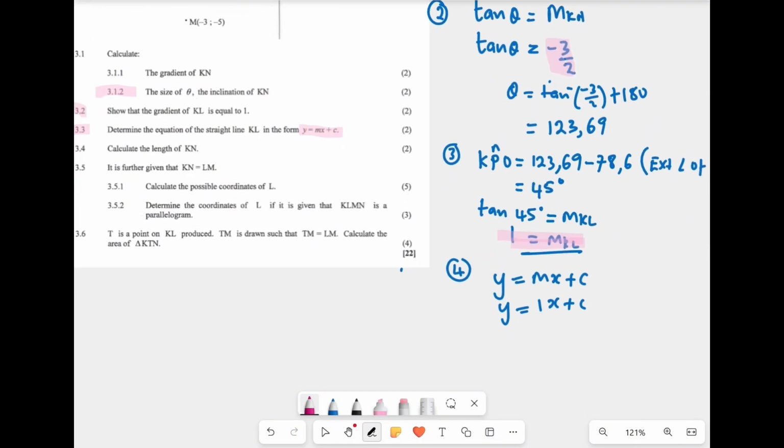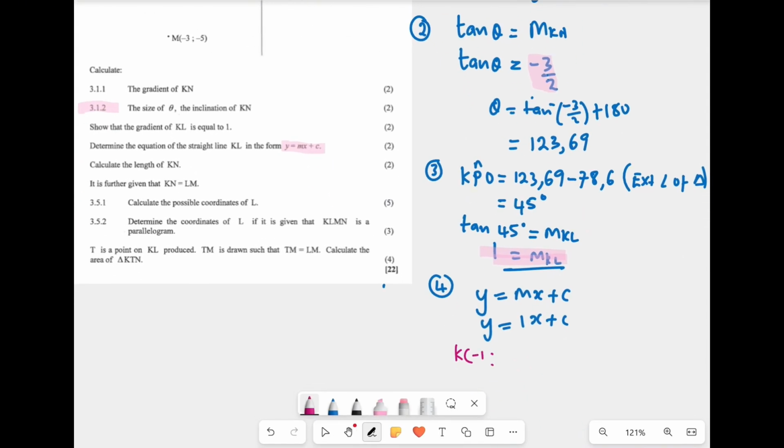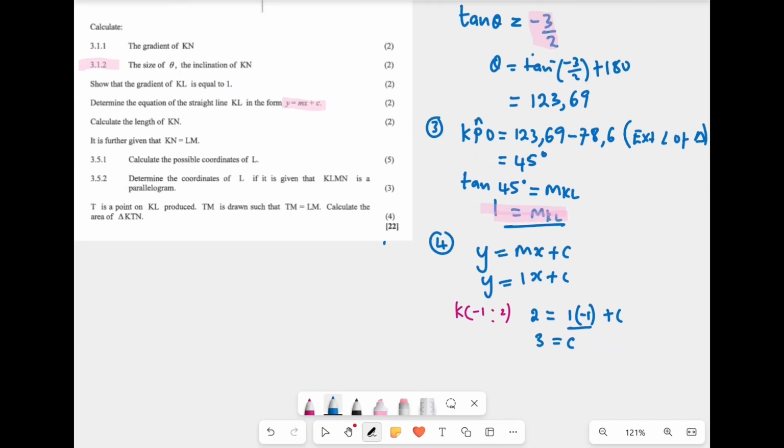Now, we are given point K. Our point K is negative 1 and 2. Now instead of y we put 2, so we are going to have 2 is equal to 1 multiplied by negative 1 plus c. Now this will give us negative 1, and if we transpose that negative 1, we are going to have 2 plus 1, which is 3. So c is equal to 3. Therefore the equation will be y is equal to x plus 3. So the equation of the line KL is y is equal to x plus 3.